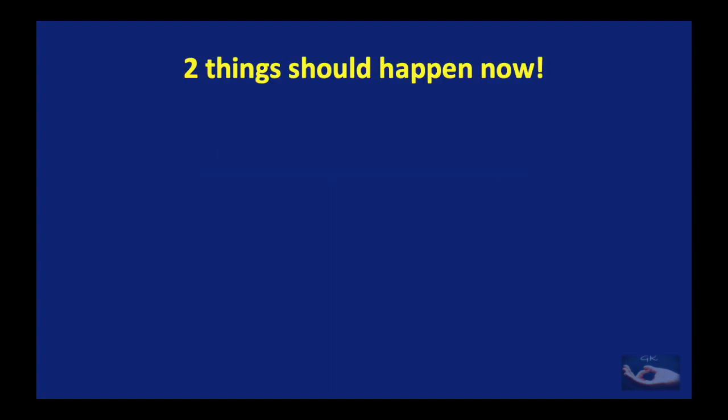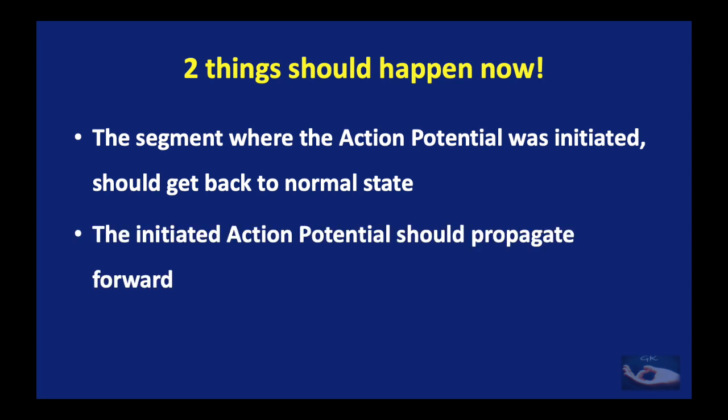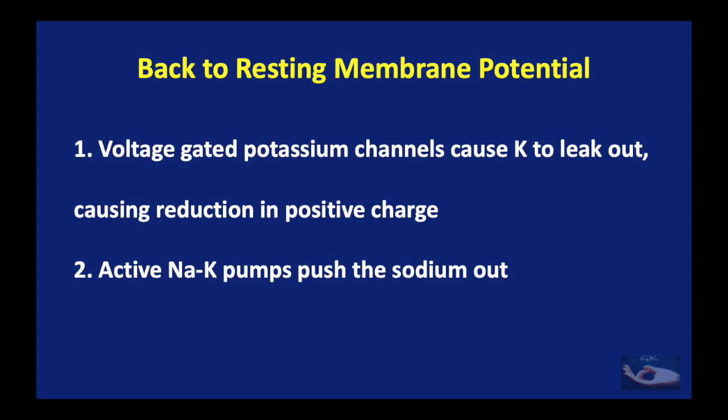Once the action potential has been initiated, two things should happen now. The segment where the action potential was initiated should get back to the resting state, and secondly, the initiated action potential should propagate forward. Regarding the first event of getting back to the resting membrane potential, two events are involved. The voltage gated potassium channels cause the potassium to leak out, leading to a reduction in the positive charge inside the cell, and active sodium potassium pumps push the sodium out, restoring the negative charge inside the cell.